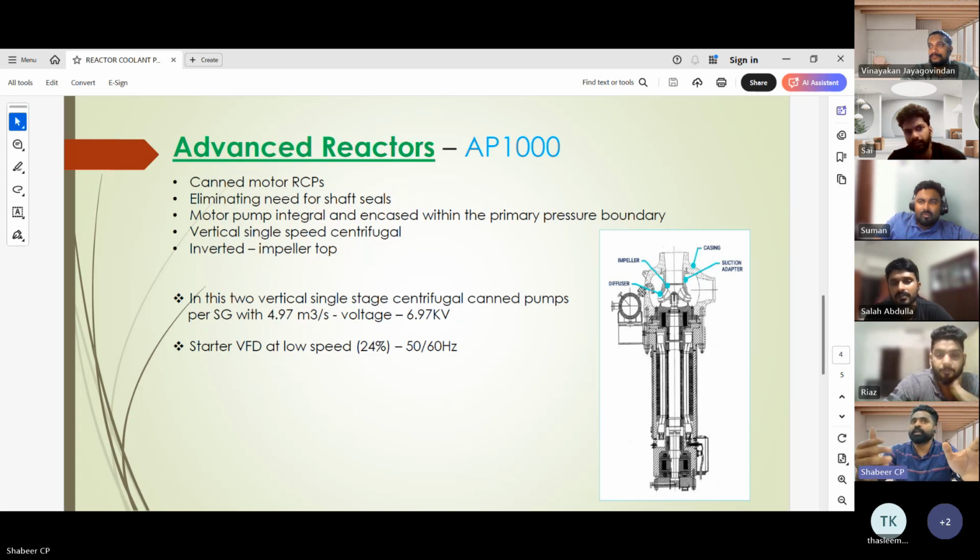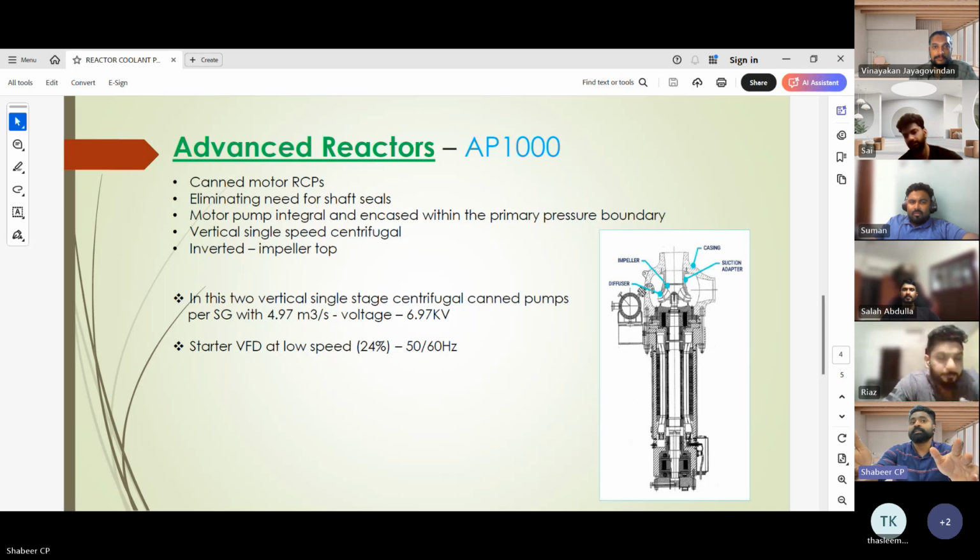This is also a vertical single-speed centrifugal pump, but you can see in the picture it's inverted. Here, the impeller is at the top and the motor is at the top. The motor and impeller are encapsulated within a can. That's why it's called a canned motor. In the AP1000, they are using two vertical single-stage centrifugal canned pumps per steam generator.